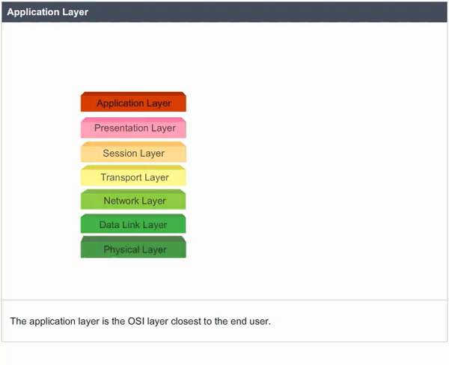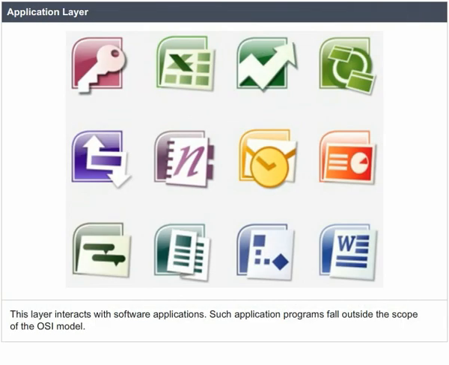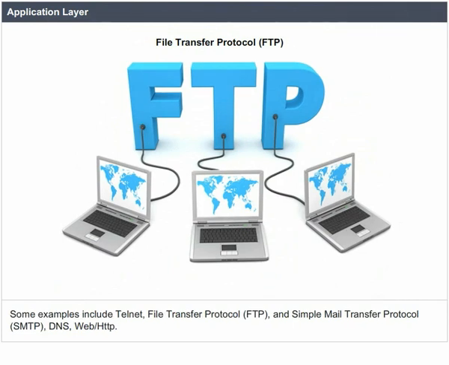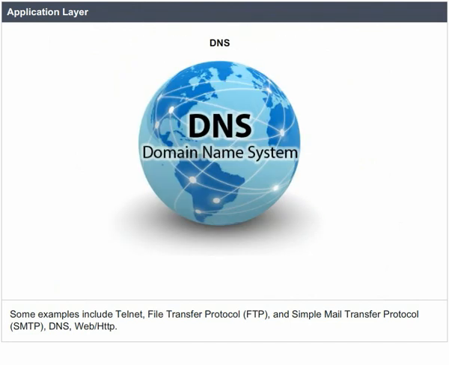Application layer. The application layer is the OSI layer closest to the end user. It means that both the OSI application layer and the user interact directly. This layer interacts with software applications. Such application programs fall outside the scope of the OSI model. Some examples include Telnet, File Transfer Protocol (FTP), Simple Mail Transfer Protocol (SMTP), DNS, Web or HTTP.